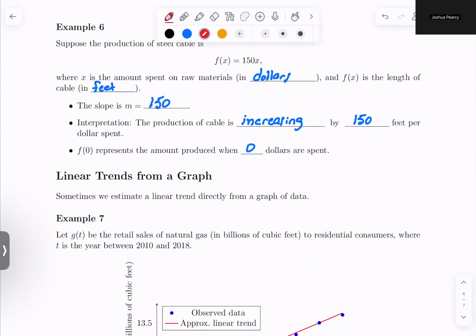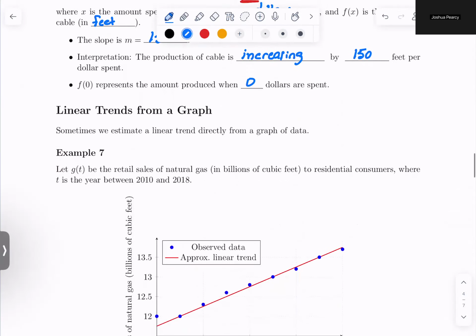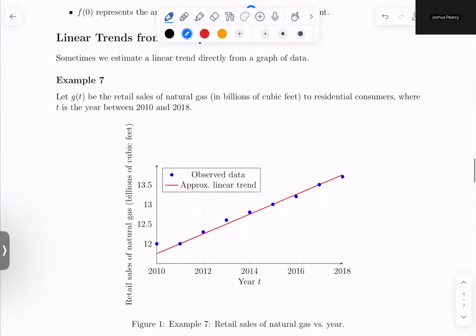So all we have here is just this 150x. There's no plus anything after the 150x, so the y-intercept there is just 0. So sometimes we can get linear trends from a graph too as well.